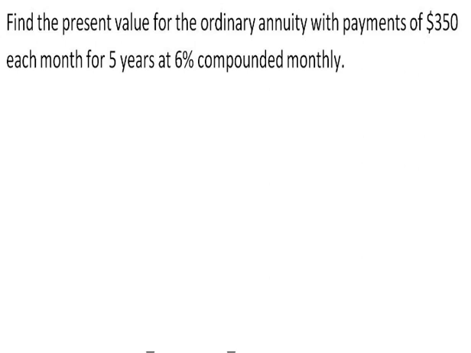Now, for an example, let's say we were to find the present value for the ordinary annuity with payments of $350 each month for 5 years at 6% compounded monthly. This would be a good example of if you could make monthly car payments of $350 for 5 years, and the bank's willing to give you an interest rate of 6% compounded monthly, and you would see, okay, what value of a car can I afford to buy?